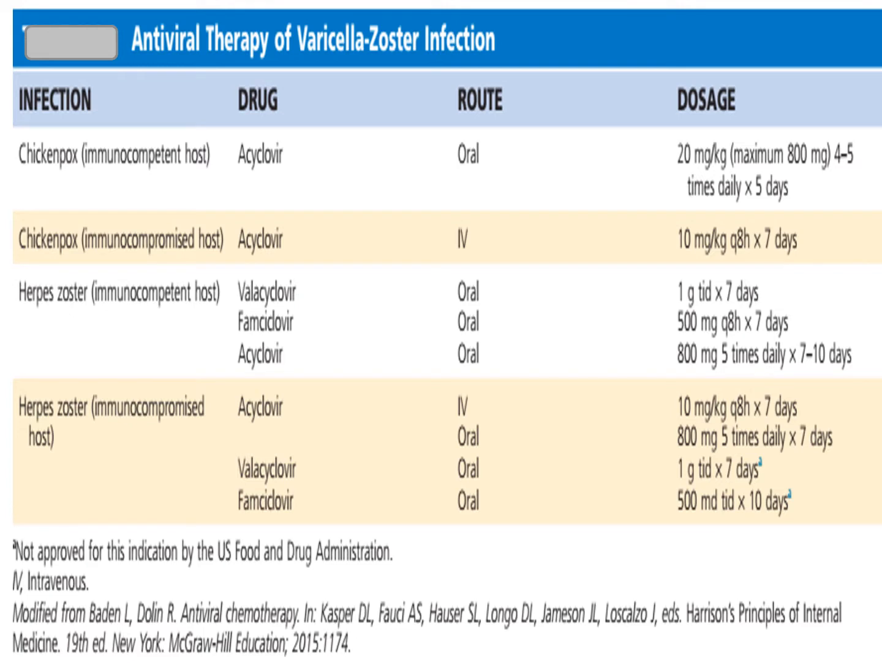Antiviral therapy of varicella zoster infection. As you see, there are multiple drugs: acyclovir, valaciclovir, famciclovir. All these can be used, each one for a special disease. For chickenpox, acyclovir. For chickenpox in immunocompromised patients, acyclovir. For herpes zoster, you may use valaciclovir, famciclovir, and acyclovir. For herpes zoster in immunocompromised patients, acyclovir, valaciclovir, famciclovir. And this is the dosage. Please print this table and use it in your clinic.